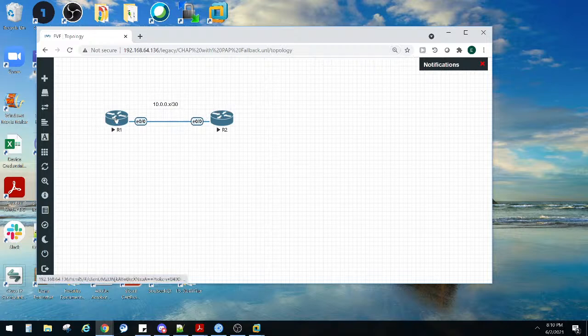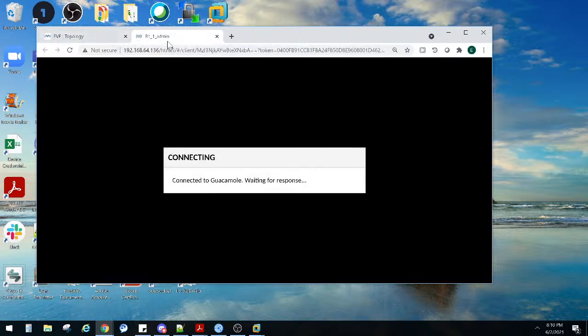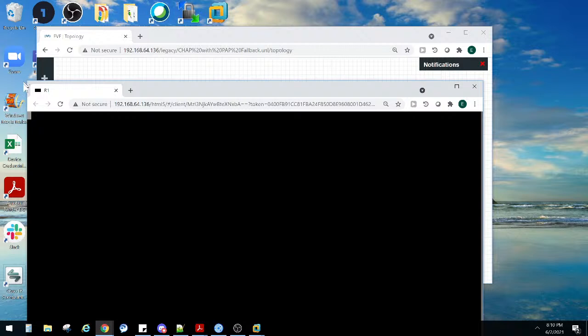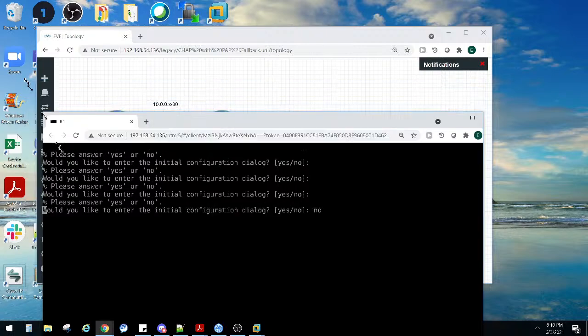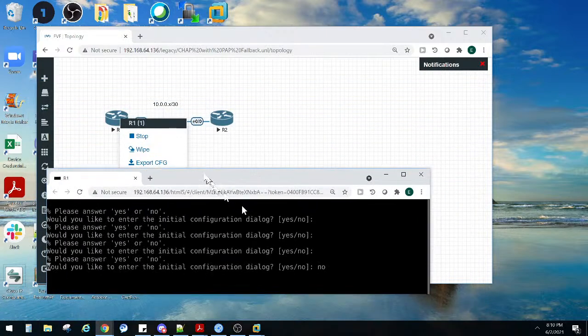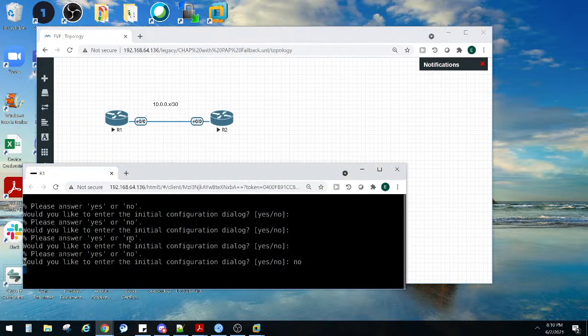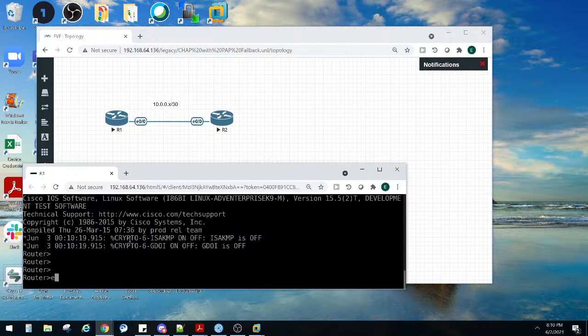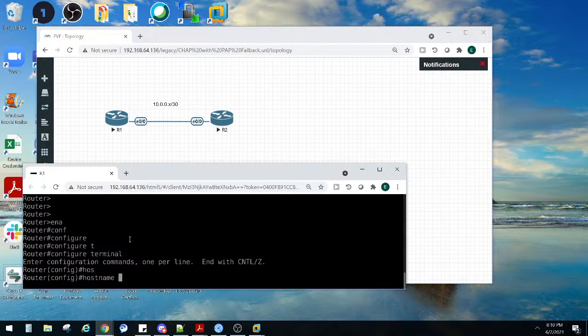Let's go ahead and console into him. How do you do that? You just double click it. Yeah, I'm used to hardware here, but it's all good. So no, we don't want to do that. We'll start with router 1, I guess. He's booting up, right? He is waking up. Okay, good. Obviously, we're gonna make him router 1. Host name is R1.